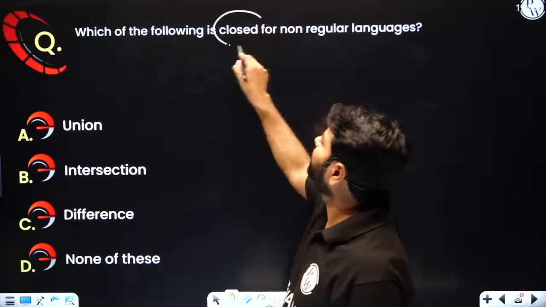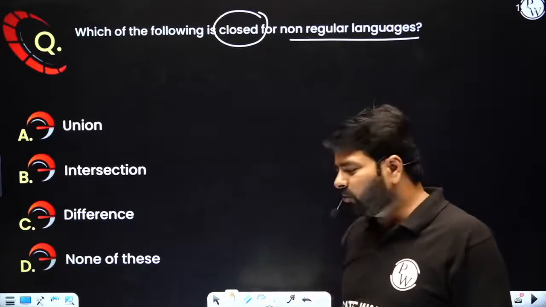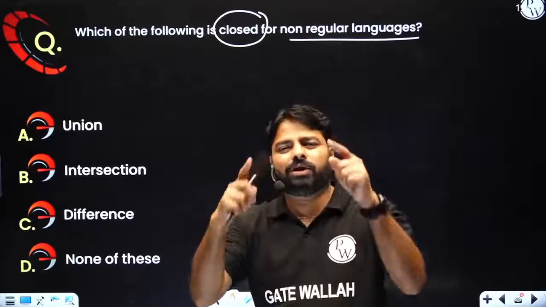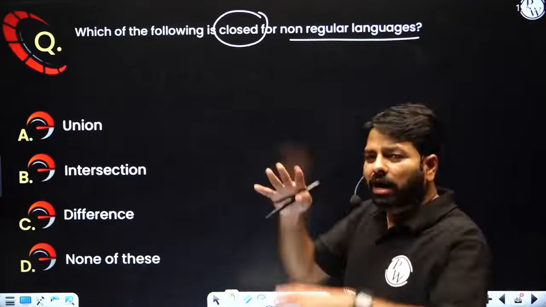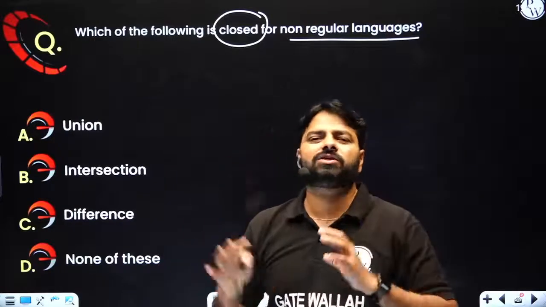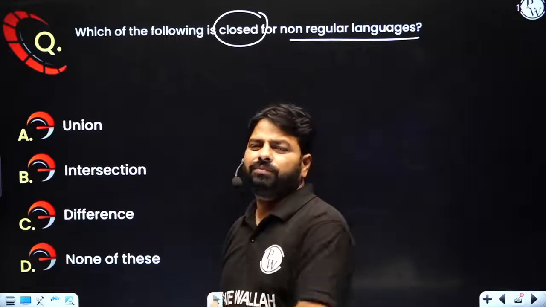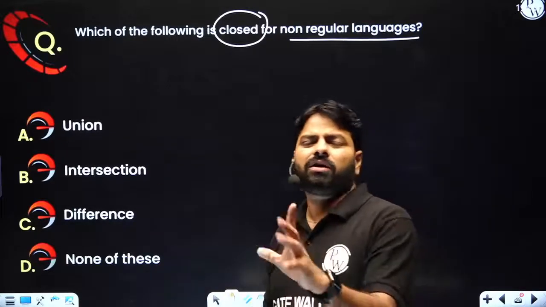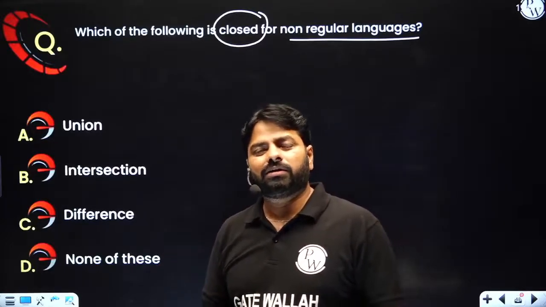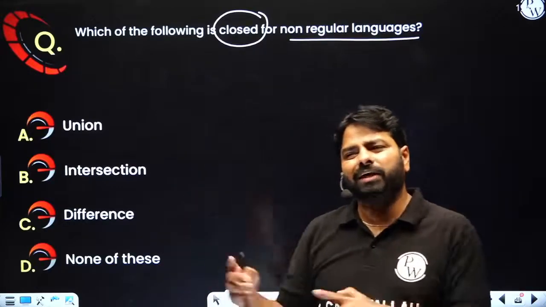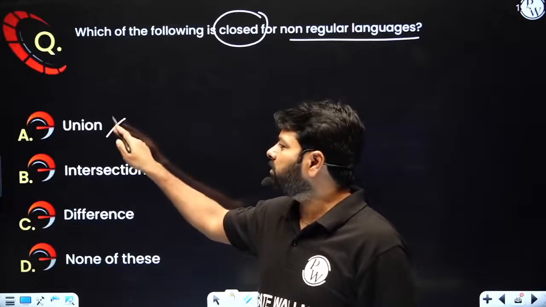Which of the following is closed for non-regular languages? Of course, nobody dares to do that. But as you know, GATE is all about how you apply your knowledge once you learn these basic concepts. Now you have the domain of non-regular languages over a particular sigma. Union: non-regular union non-regular, do you always get non-regular? I told you already that a^n b^n union its complement will give you (a+b)*. So the result need not be non-regular. So union is not closed.